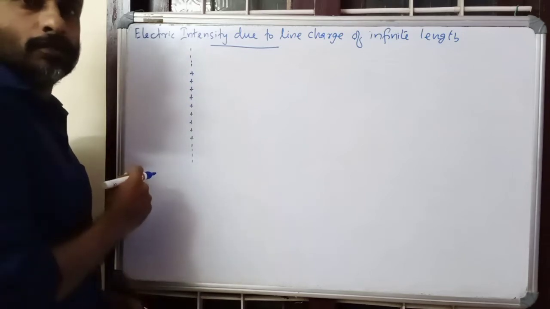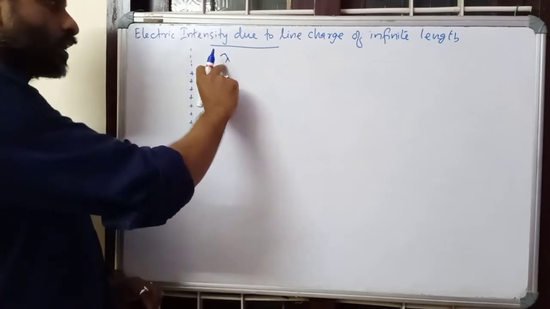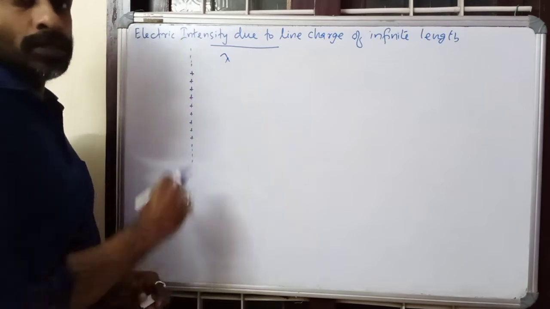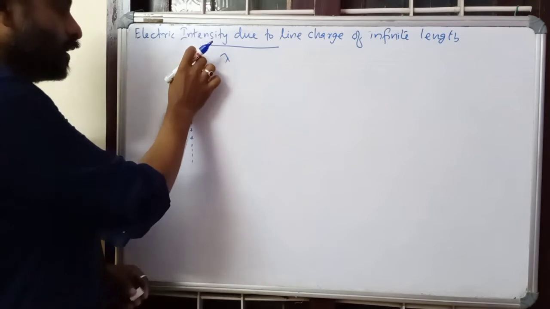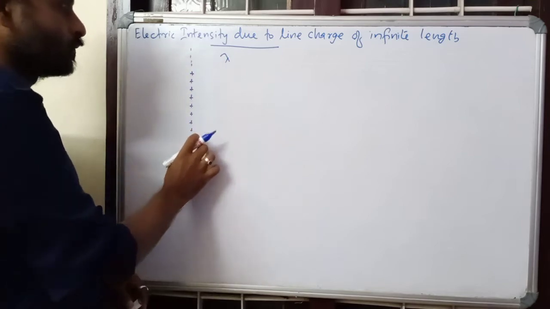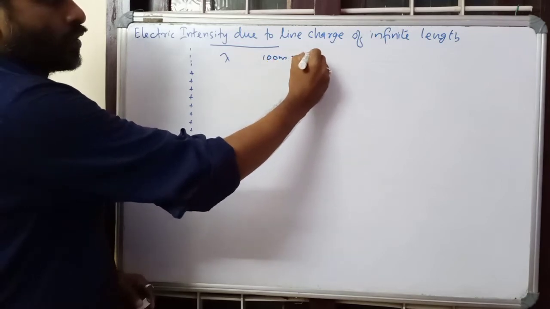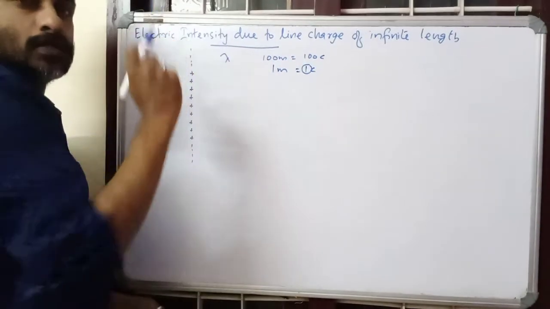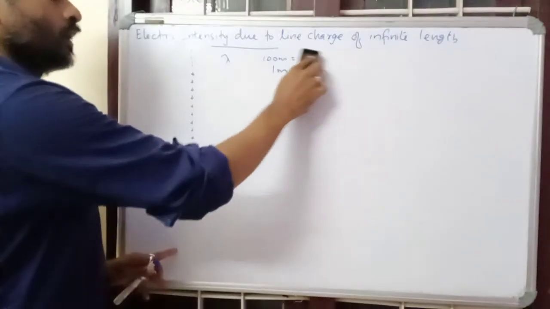For the line charge, linear charge density, lambda. Lambda means total charge divided by the length. It's called the linear charge density. Charge per unit length. Means if it has a length of 100 meters, and in 100 meters there are 100 coulomb charges, in 1 meter how many charges? 1 coulomb. So this value is called a linear charge density. So the straight line charge has a linear charge density of lambda.